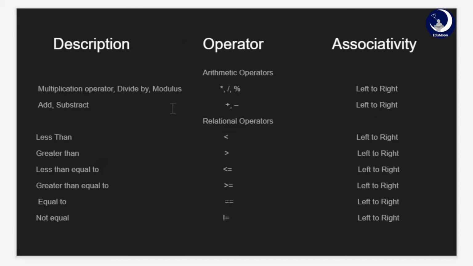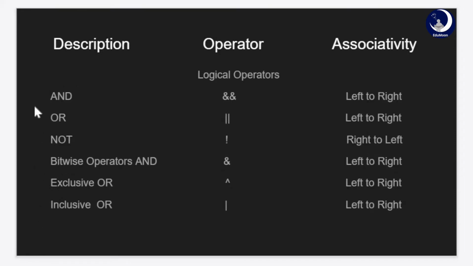For the arithmetic operators like multiplication, divide by, modulus, addition, subtraction, for all of them we have the associativity from left to right. For relational operators like less than, greater than, less than or equal to, greater than or equal to, not equal to, we have it from left to right. For the logical operators like and, or, we have it from left to right, but for not, we have it from right to left. For bitwise operators like and, exclusive or, inclusive or, we have it from left to right.